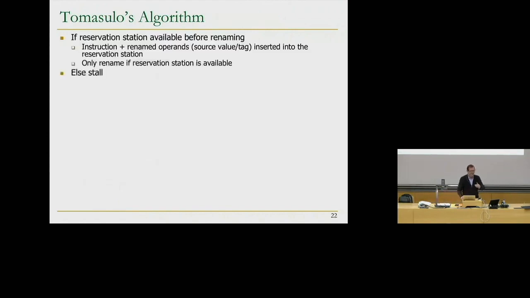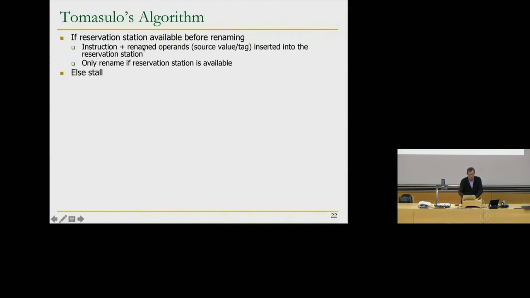Okay. So very quickly, Thomas Sulo's algorithm. Whenever we are decoding an instruction, we check if there's a reservation station available before renaming. If there is no reservation station available to put this instruction, we stall. That answers your question. Whenever you run out of entries to put the instructions, you need to stall.